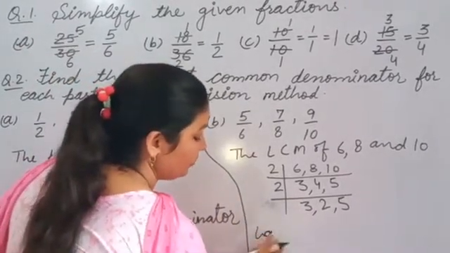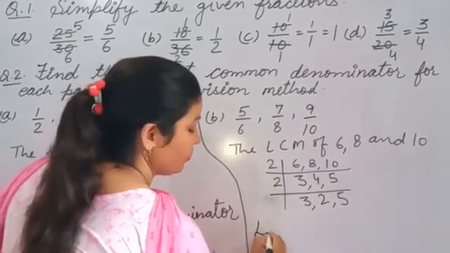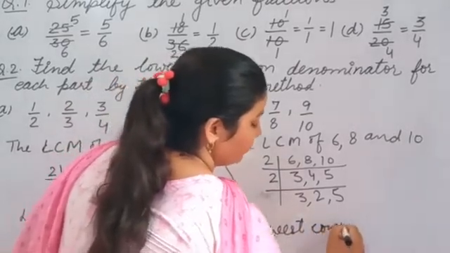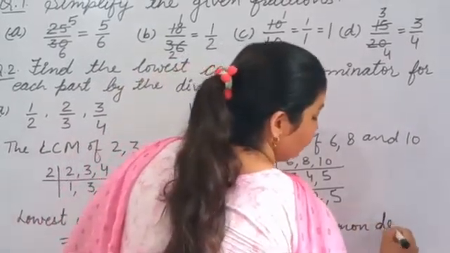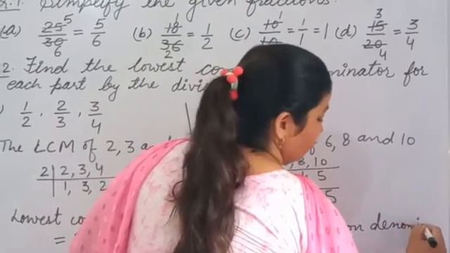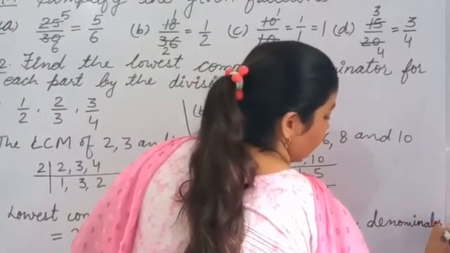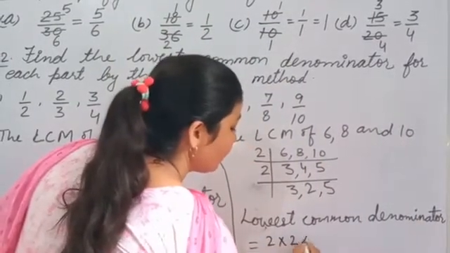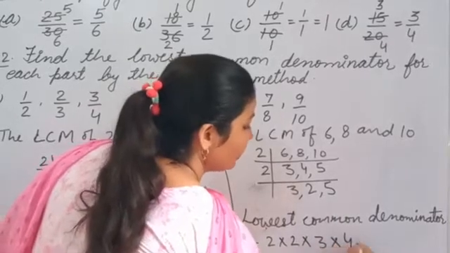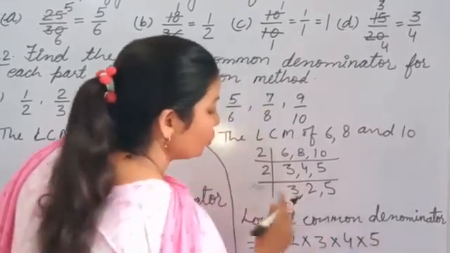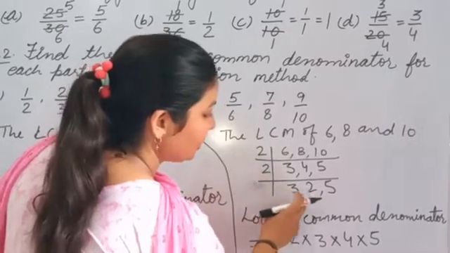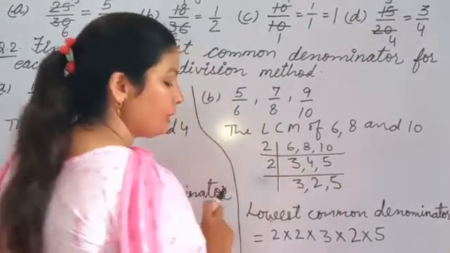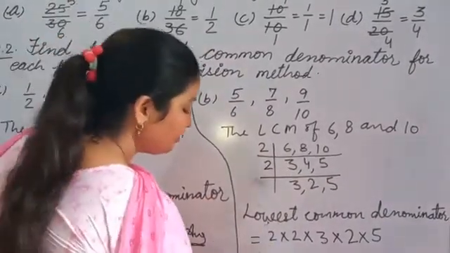So now we find the lowest common denominator. Lowest common denominator equals 2 multiplied by 2 multiplied by 3 multiplied by 4 multiplied by 5. Sorry, 2 multiplied by 2 multiplied by 3 multiplied by 2, not 4. That is 2 and multiplied by 5.